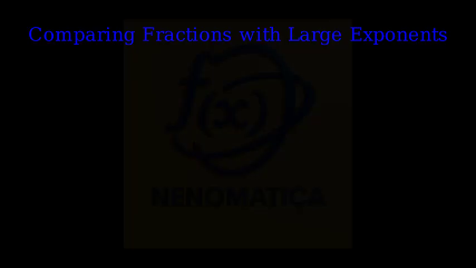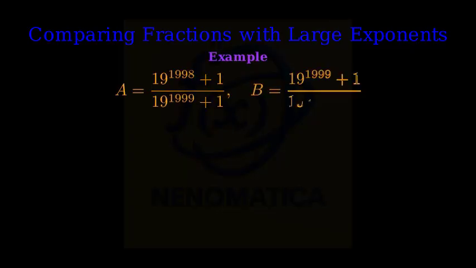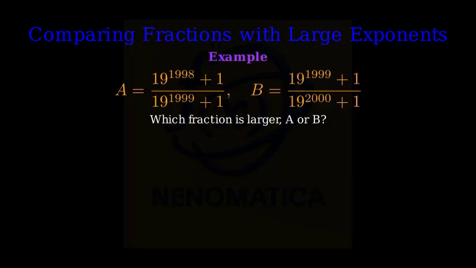Let's see which of the two fractions is larger. Let's look at our example. We need to determine which of the following two fractions is larger. A equals 19 to the power of 1998 plus 1, divided by 19 to the power of 1999 plus 1, and b equals 19 to the power of 1999 plus 1, divided by 19 to the power of 2000 plus 1.